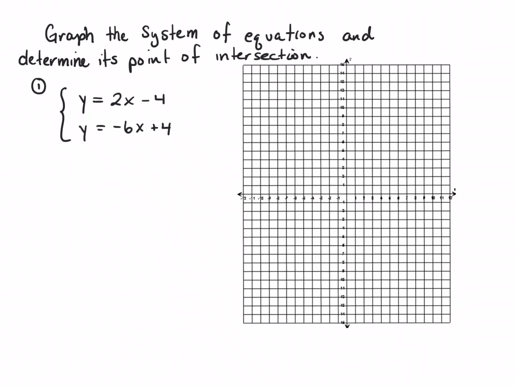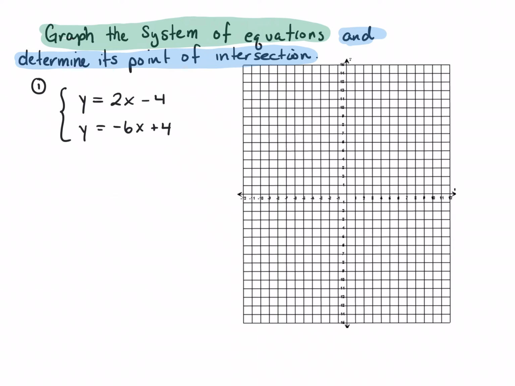So here we go. We're going to go through an example problem, and it says graph the system of equations. Generally, nine times out of ten, the directions will just say graph the system of equations, and that's it. The part that I'm going to highlight in blue here, "and determine its point of intersection," is not something that is commonly written in the directions for solving systems of equations.